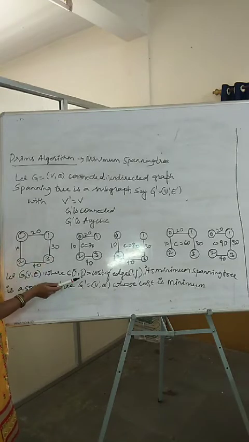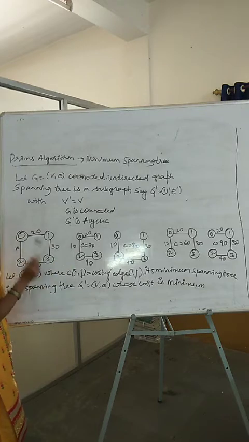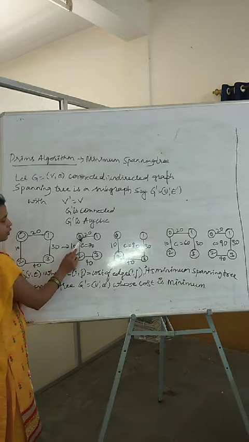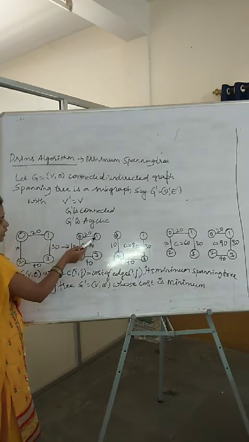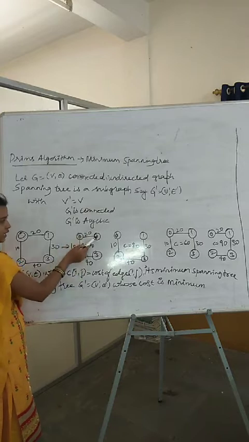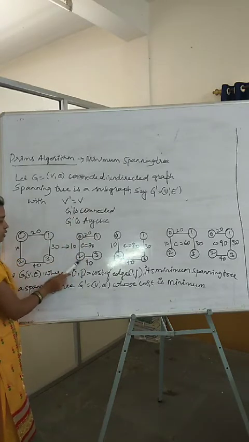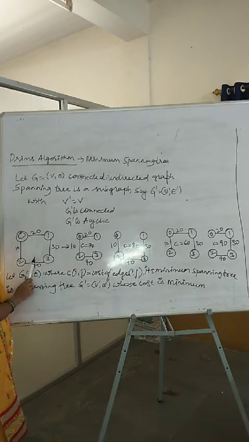Now, what is its spanning tree? This is its spanning tree. See how many vertices are there? 0, 1, 2, 3. Here it includes all the vertices 0, 1, 2, 3. Is it connected? Yes, it is connected. It is acyclic. There is no cycle here. It includes all the vertices. So this is one type of spanning tree of the given graph.